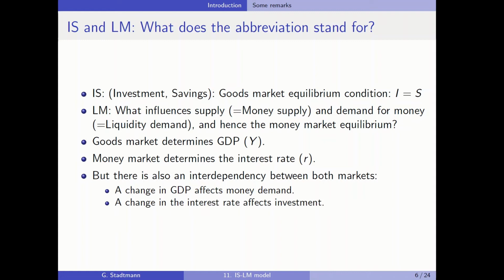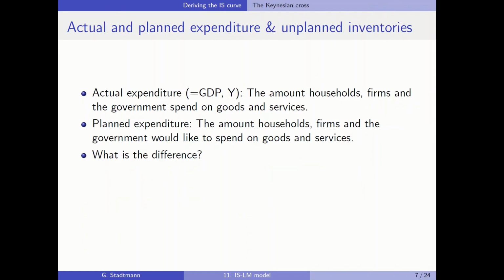Let's start with the chapter which derives the IS curve. This chapter starts with some definitions with respect to actual expenditure, planned expenditure, and unplanned inventories. Let's have a look at these definitions and how the different elements stand to each other. Actual expenditure is actual GDP, our Y variable. This is the amount households, firms, and the government spend on goods and services. And planned expenditure is the amount the households, firms, and the government would like to spend on goods and services. What is the difference?